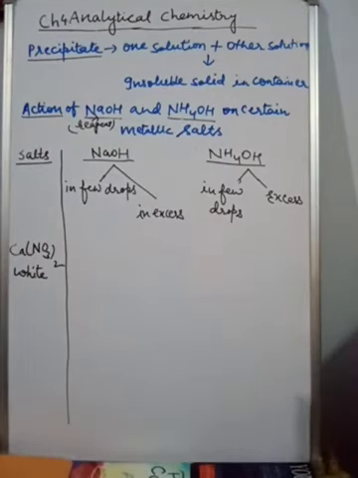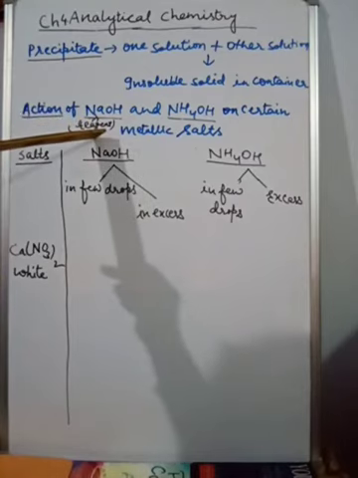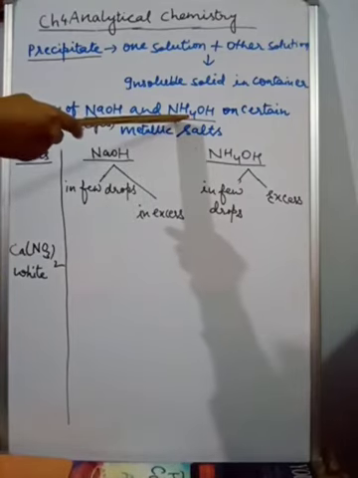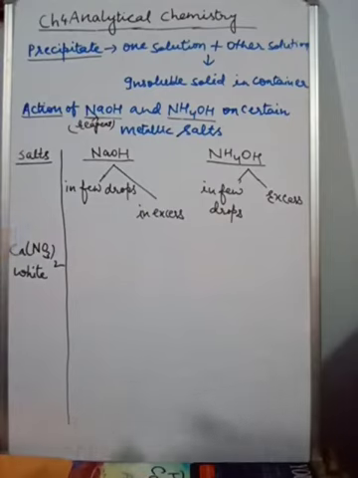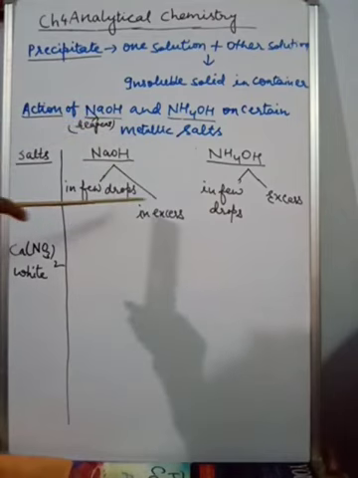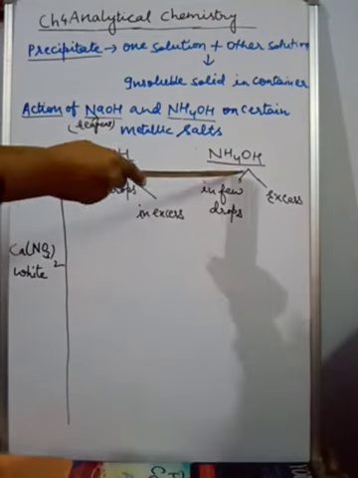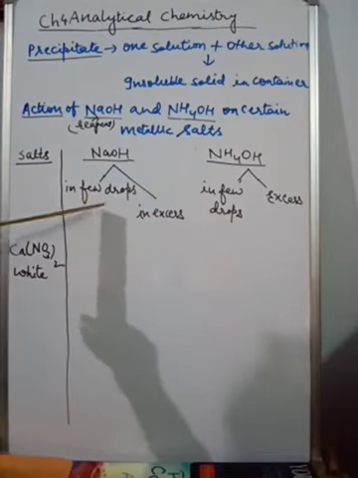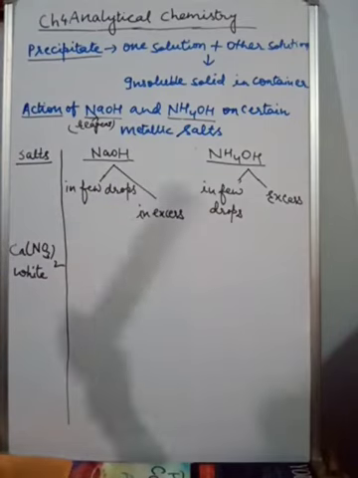And these two hydroxides are alkalis. Alkalis are water soluble bases, and sodium hydroxide is a strong alkali, and ammonium hydroxide is a weak alkali. So we are going to discuss one by one on different salts the action of sodium hydroxide, first in few drops and then in excess. In this case also the same. Why have I written here few drops as well as excess?